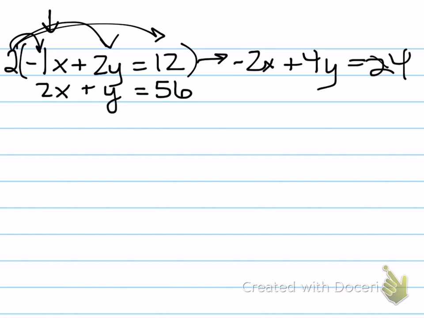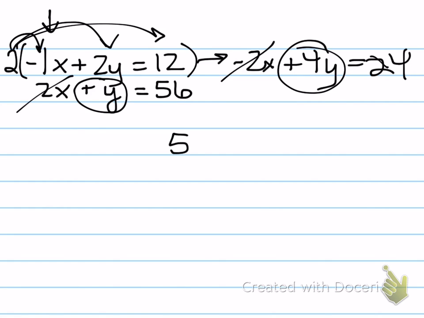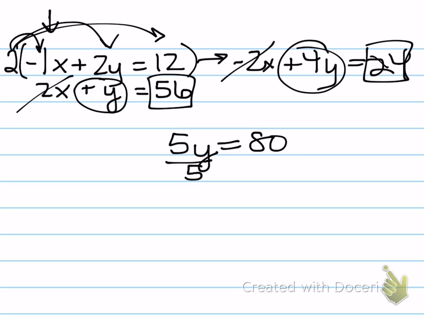Now the next step is to combine the equations. The negative and the positive 2x go away. The positive y and the 4y combine to give us 5y. And on the other side, we have a 56 and a 24, which combines to make 80. Using the inverse operation of divide again, we find that that mystery number is 16.